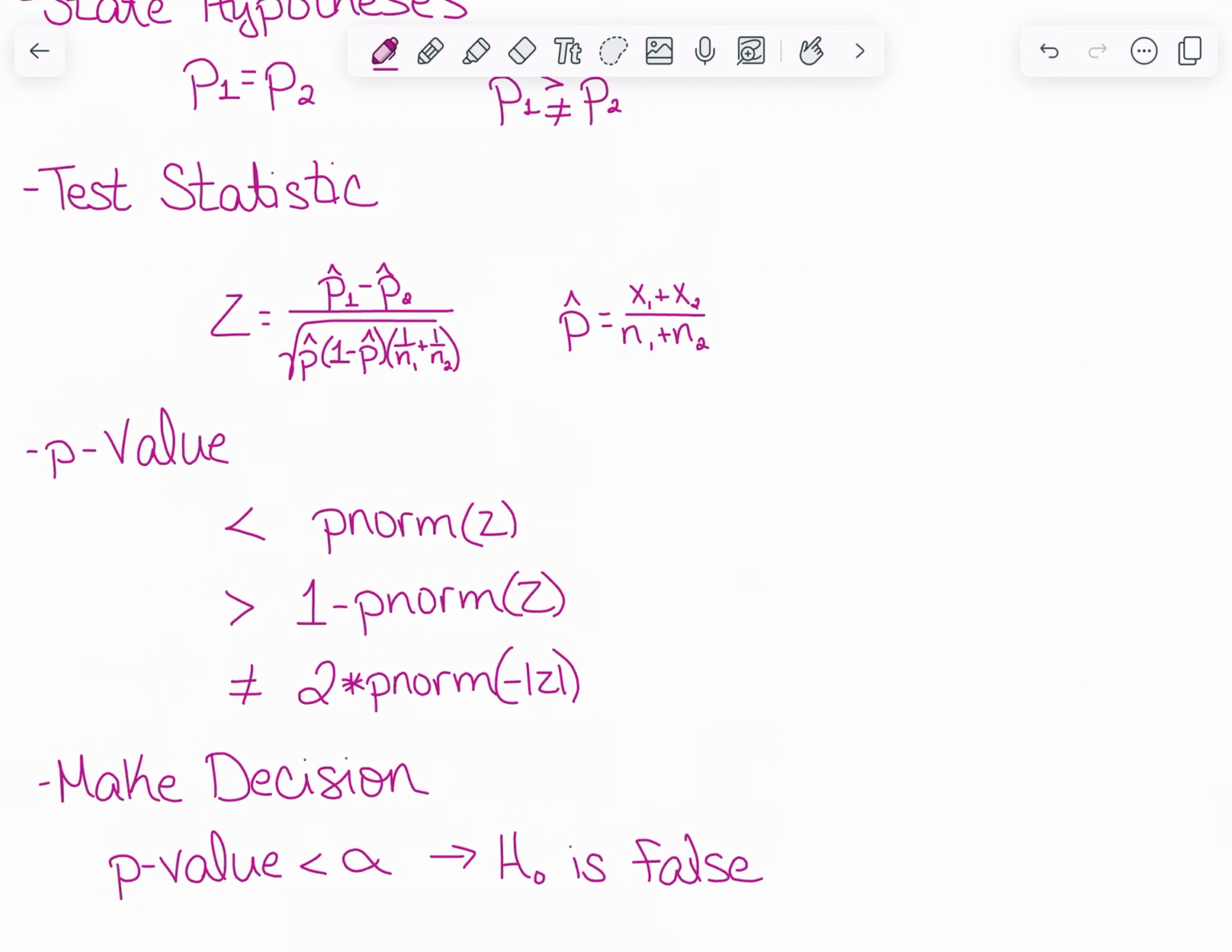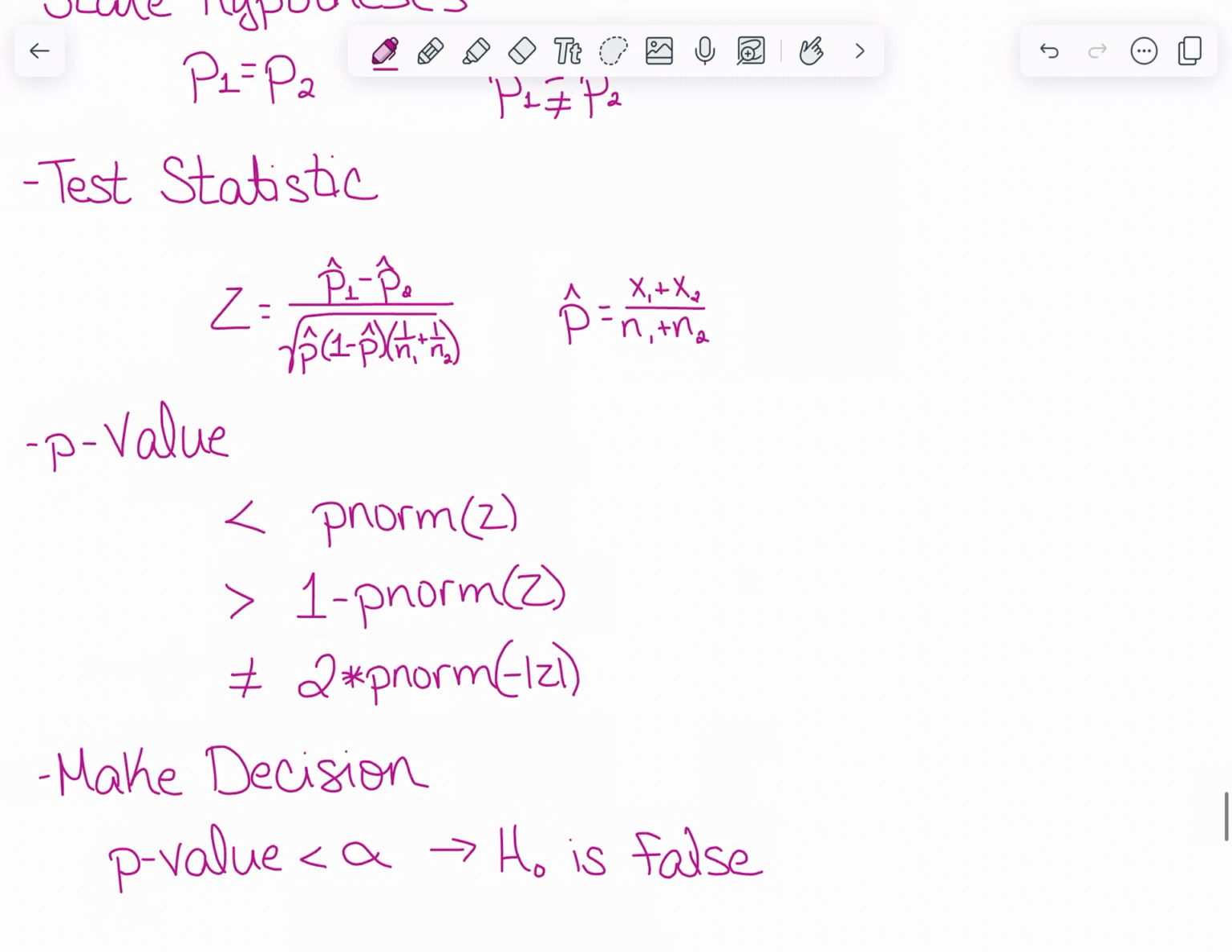Finally, we need to make a decision. If our p-value is less than alpha, then we say H0 is false.